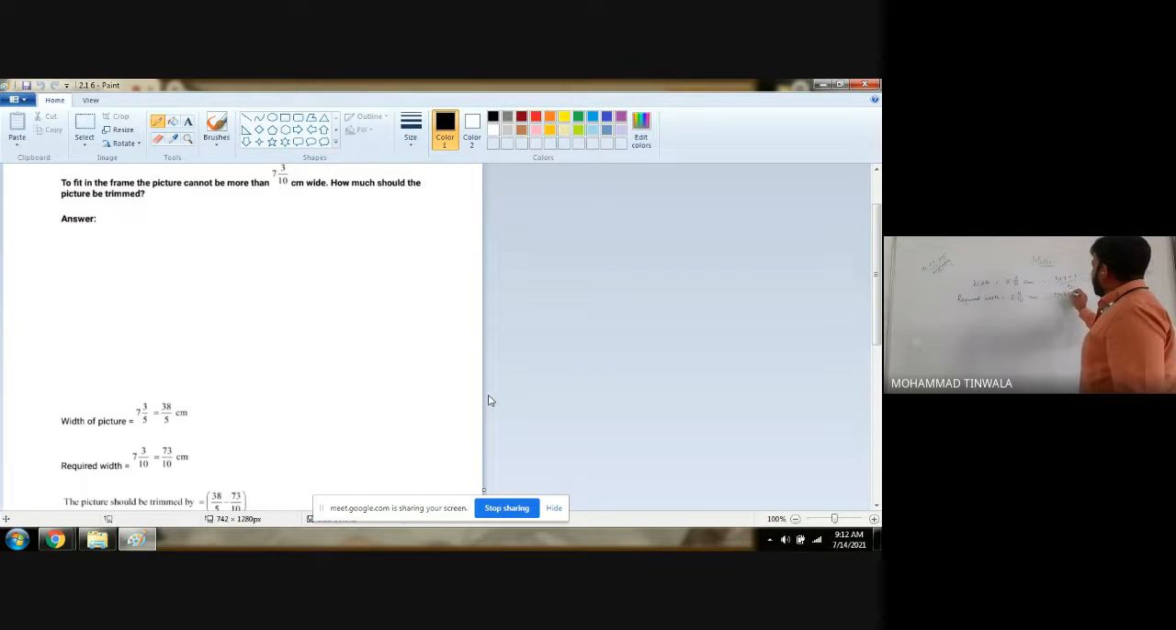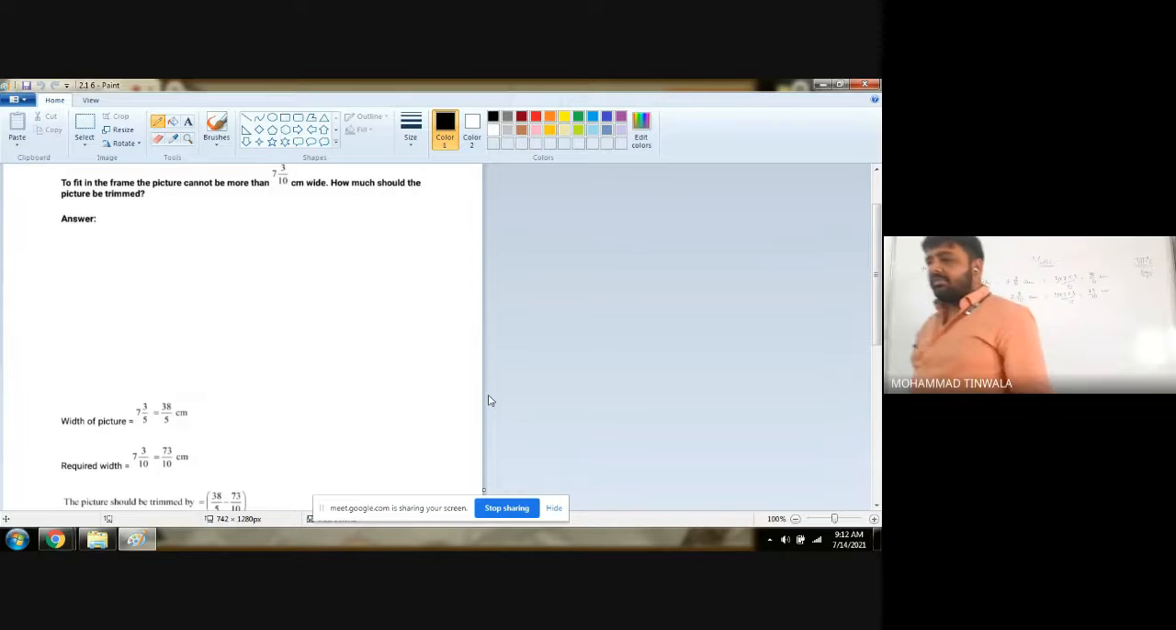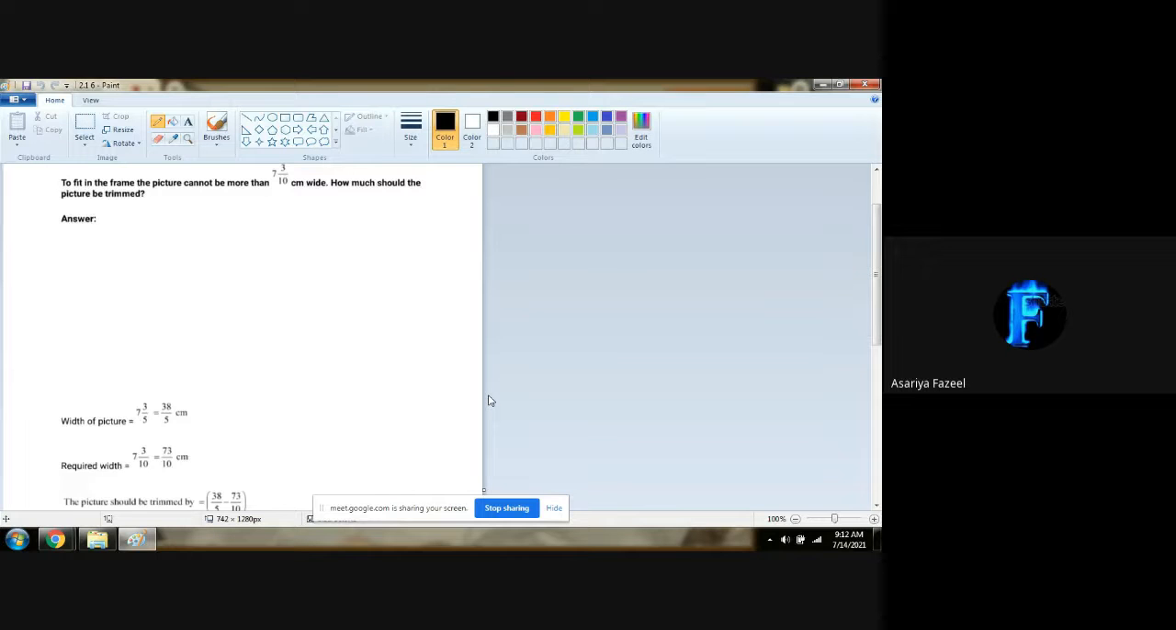10 multiplied by 7 plus 3 upon 10. 10 sevens are 70 plus 3, 73 upon 10 centimeter. Is that clear, boys? Yes, sir, clear.